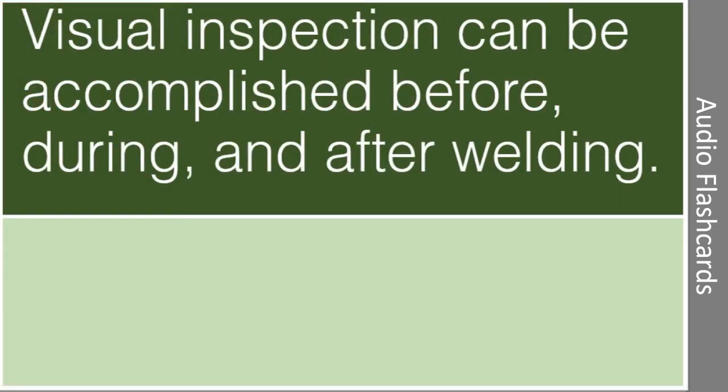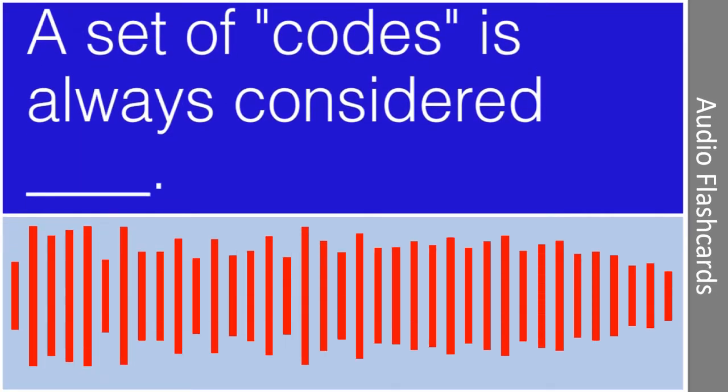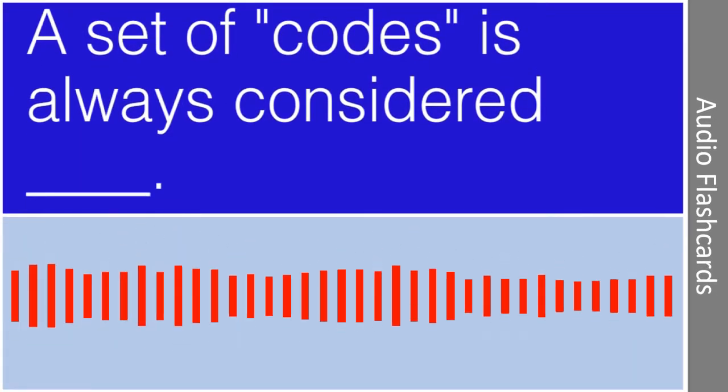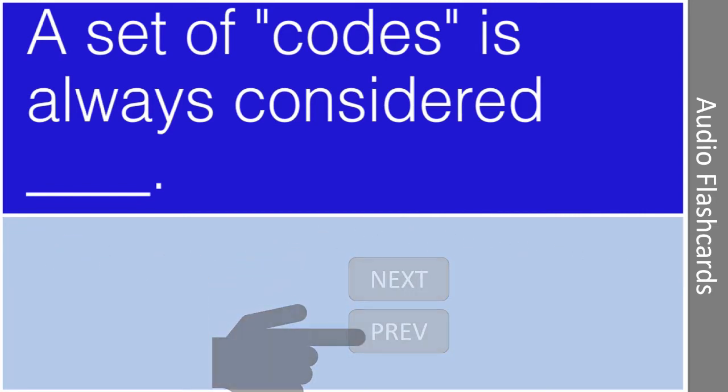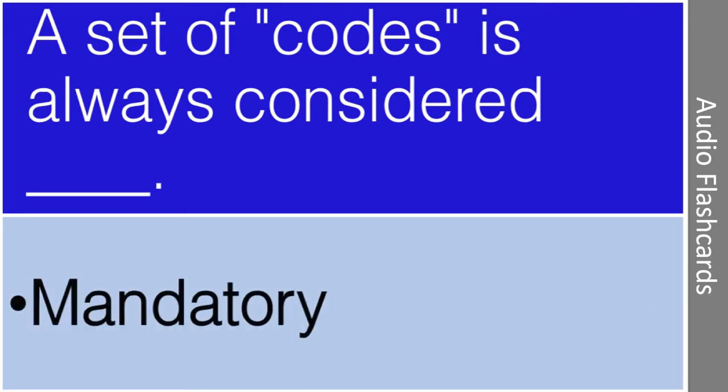The audio flashcard will present the question for you at the top of the screen, and once the question is read, the answer will be revealed at the bottom. So, can visual inspections be done before, during, and after welding? True or false? The answer for that is true. You can listen to the flashcards through your device's audio, or if you can't listen to the audio, then you can always just manually scroll through the questions and answers. And a set of codes is always considered to be mandatory.